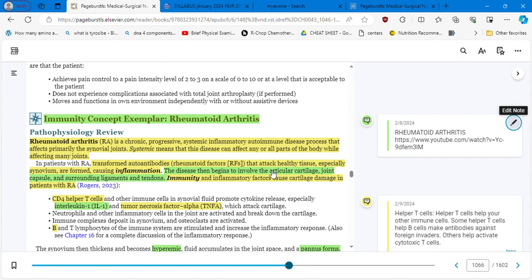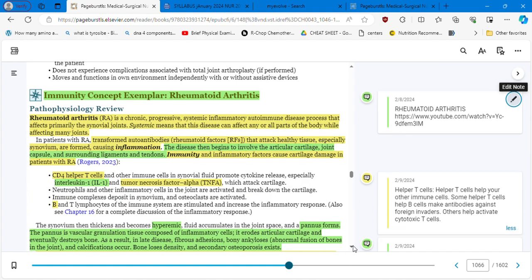Okay, so this is a chronic progressive systemic inflammatory autoimmune disease. Systemic when we consider all the organs that are involved, from the eyes, the heart, connective tissue, the wrist, different joints, right? Especially the wrist, the ankles, and the knees. It is an autoimmune disease process that affects primarily the synovial joints. Systemic means that this disease can affect any or all parts of the body while affecting many joints, correct?